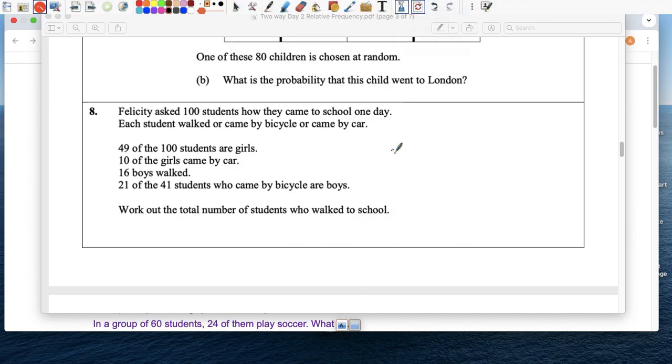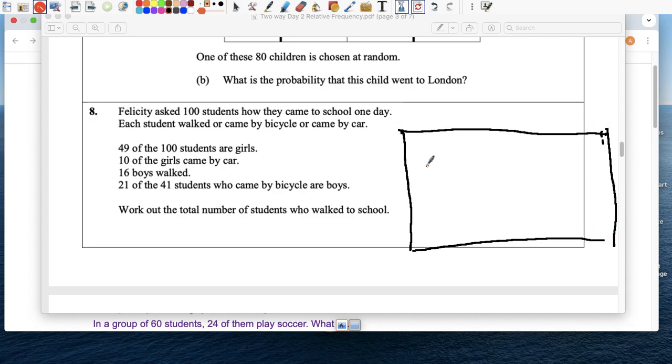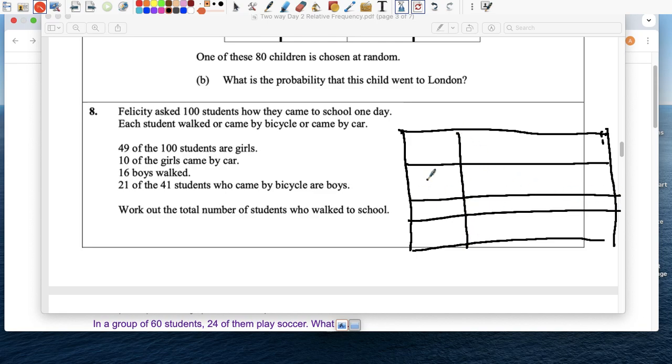So for this one, we have to create a table. So we have, let's see, boys and girls, and we have car, walked, and bicycle. Okay. So create a table. Please don't forget the total column. So we have boys, we have girls, and then they came by bicycle, car. Is that it? And total.